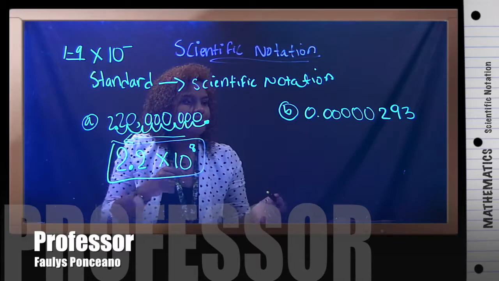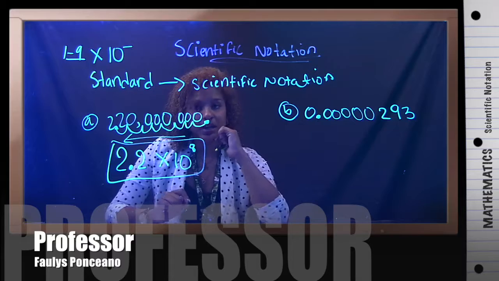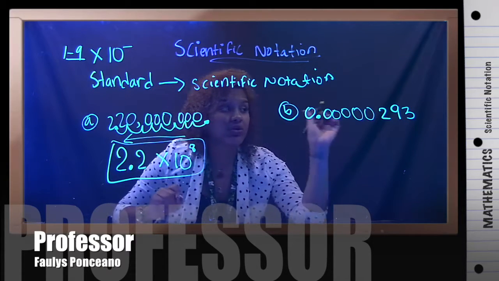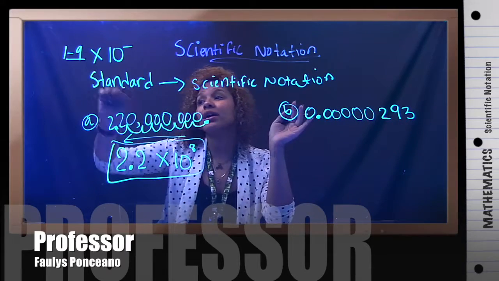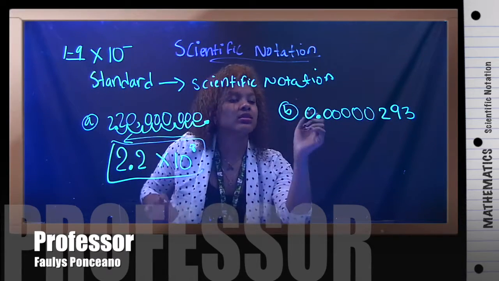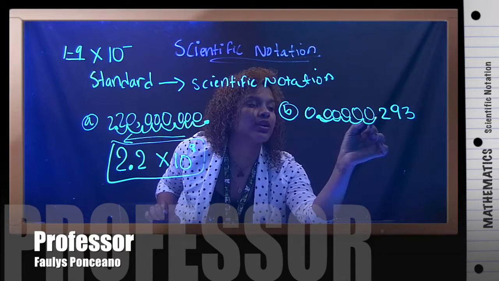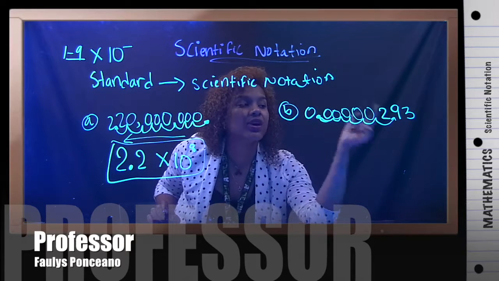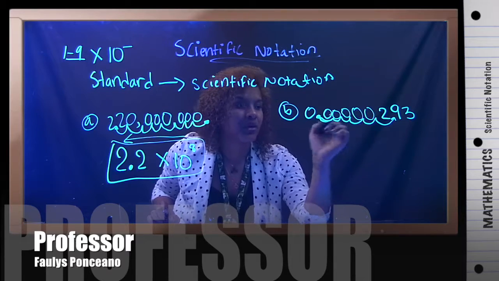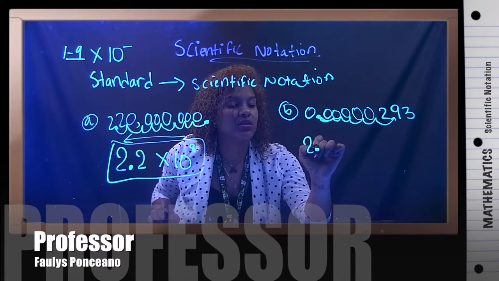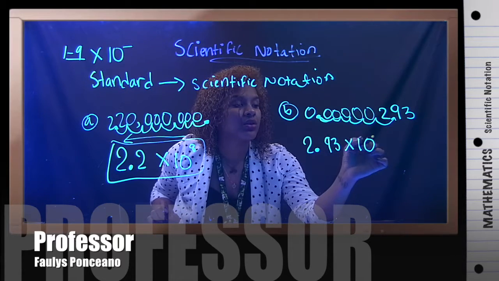In part B, the first thing I need to do is identify my decimal point, and I see it right there. Now, the whole numbers are all the way over here on the right side. So I have to count until I have a number between 1 and 9. So I count 1, 2, 3, 4, 5, 6. If I go any less, it'll be smaller. Any more will be bigger than 9. So that becomes 2.93 times 10 to the 6.